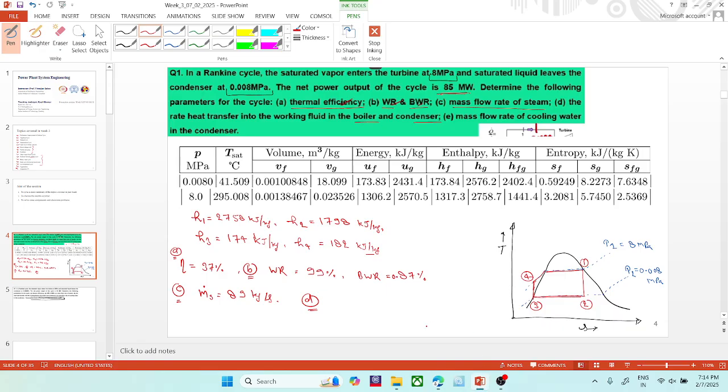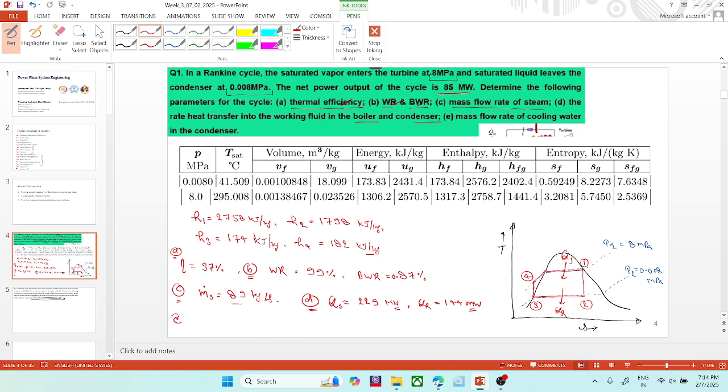Okay, so let me go to the slide again. So this heat supplied here, QS and QR, you will get the value of QS as 229 megawatts, as we have to multiply it by the mass flow rate we have calculated here, and the heat rejected would be 144 megawatt.